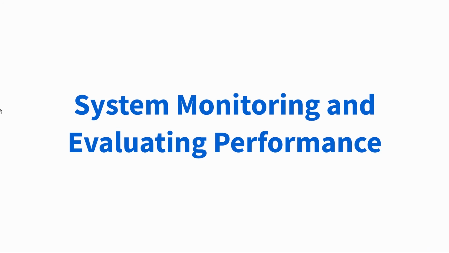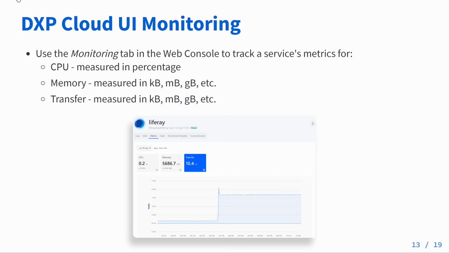Next, we want to get into system monitoring and evaluating performance. So DXP Cloud actually comes pre-built with UI monitoring. Inside of the monitoring tab, inside of the web console, we can track a service's metrics for CPU, which is going to be measured in percentage. Memory is going to be measured in kilobytes, megabytes, and gigabytes, etc. And our transfer speeds are also going to be measured in kilobytes, megabytes, and gigabytes.